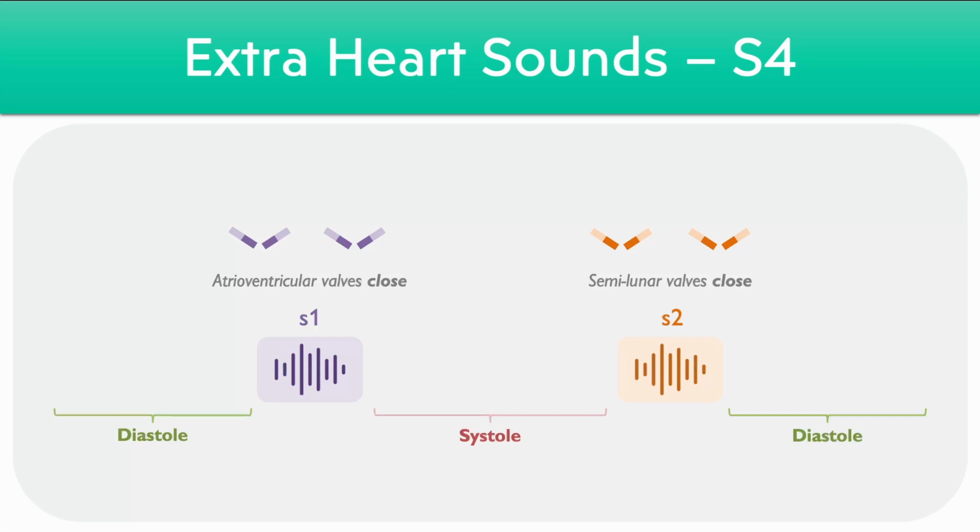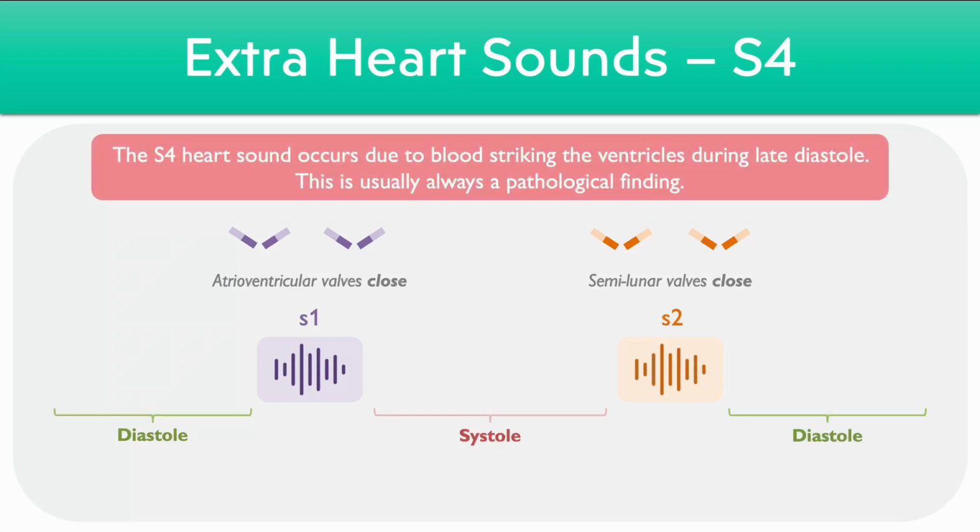Another abnormal sound is the S4 sound, which occurs due to blood striking the ventricles during the active phase of diastole, and this is usually always a pathological finding. If we plot this on our diagram, the S4 sound occurs immediately before the S1 sound, which marks the end of diastole. Let's take a listen to how this would sound.